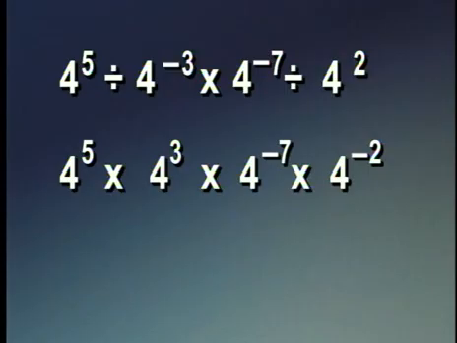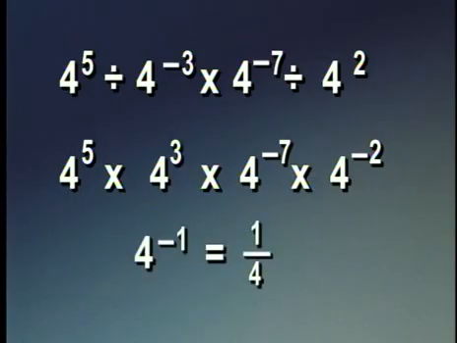We keep the base and add the powers. 5 plus 3 is 8. 8 plus a negative 7 is 1. 1 plus a negative 2 is negative 1. So our answer is 4 to the negative 1, which of course is 1/4. I hope you understood that process.